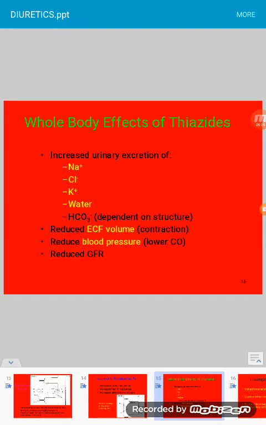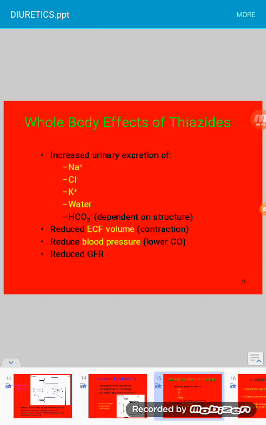Then the whole body effects of thiazide. Increased excretion of sodium, chloride, potassium and water, producing diuresis and natriuresis. So it reduces the extracellular fluid volume. Since water is lost from the body, the blood volume shrinks. So it also reduces the blood pressure. As we already discussed, the blood pressure depends upon the stroke volume into heart rate, and the stroke volume depends upon the blood volume. So once the blood volume comes down, the blood pressure also comes down.